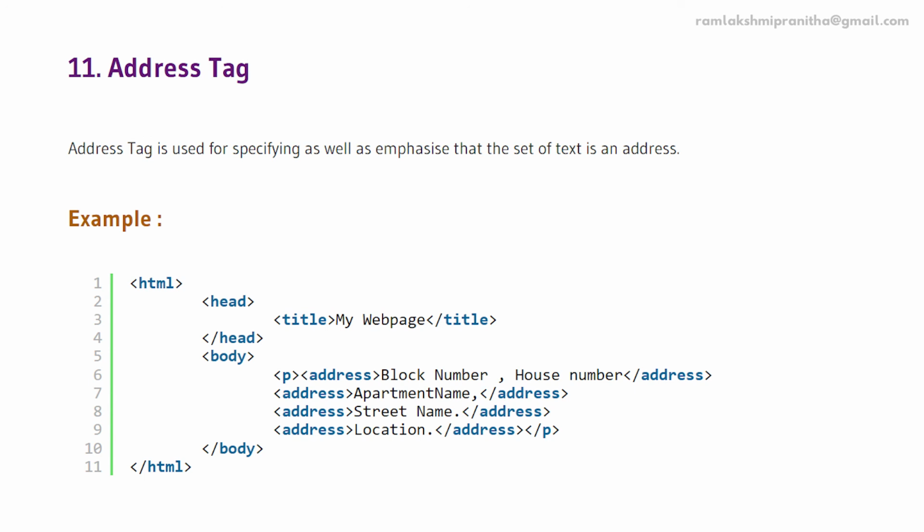Inside the body tag 5 paragraph tags are declared. Paragraph tag contains the paragraph content for the web page. And here we have declared some part of the paragraph content with an address tag. Address tag is used for specifying as well as emphasizing that the set of text is an address. In this example the address content is defined inside address and /address tag.